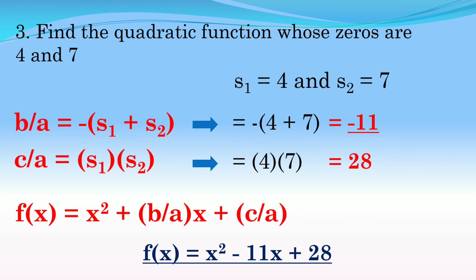So, ganun lang po kadaling maghanap ng quadratic function mula sa given zeros. So, kailangan alam nyo lang yung formula na inyong gagamitin. So, sa b over a, we have negative times quantity s sub 1 plus s sub 2. So, i-add nyo yung dalawang zeros, then multiply to negative. And then, yung c over a naman, i-multiply nyo lang yung dalawang zeros. At pag nakuha nyo na silang dalawa, i-substitute nyo siya sa ating quadratic function na nasa form na f of x equals x squared plus b over a x plus c over a. So, ganun lang po siya kasimple.